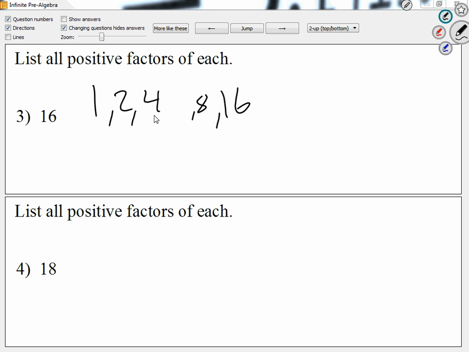Okay, so that's basically our first 12 questions. I'm asking you guys to list all the positive factors of each. Any questions on the first 12? Alright, let's take a look at number 13.